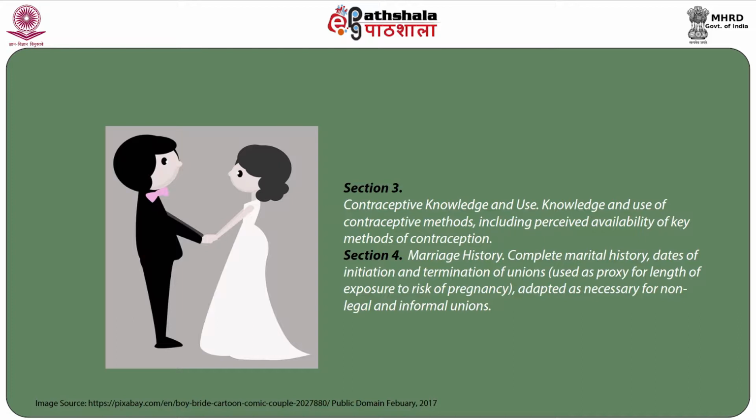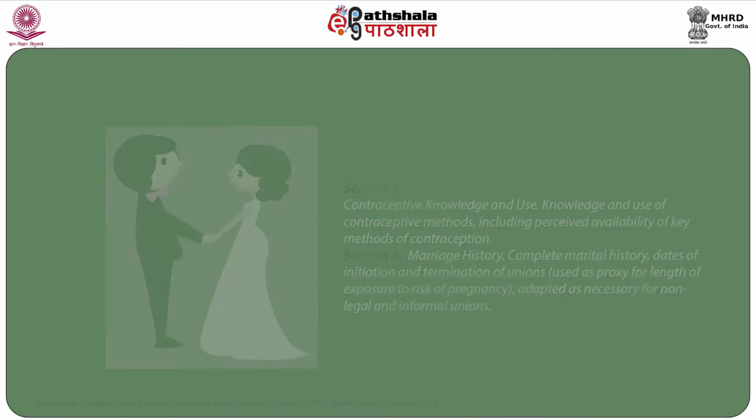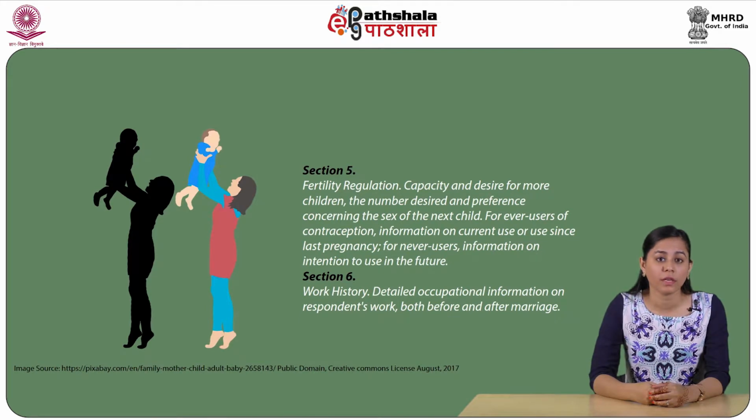Section 4. Marriage history. Complete marital history, dates of initiation and termination of unions, used as proxy for length of exposure to risk of pregnancy, adapted as necessary for non-legal and informal unions. Section 5. Fertility regulation. Capacity and desire for more children, the number desired and preference concerning the sex of the next child, for ever users of contraception, information on current use or use since last pregnancy, for never users, information on intention to use in the future.